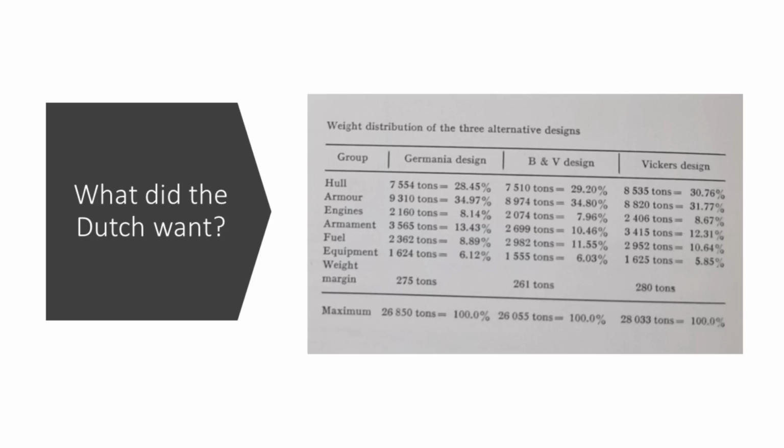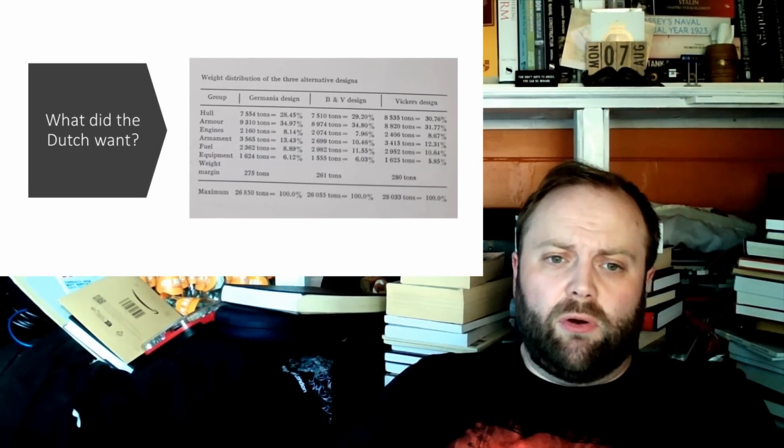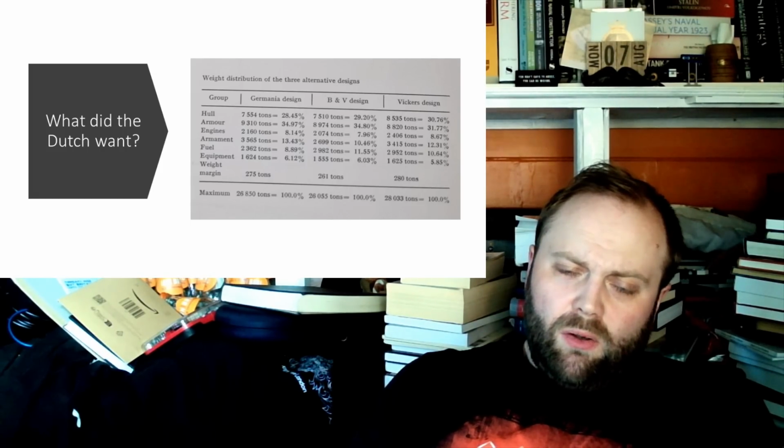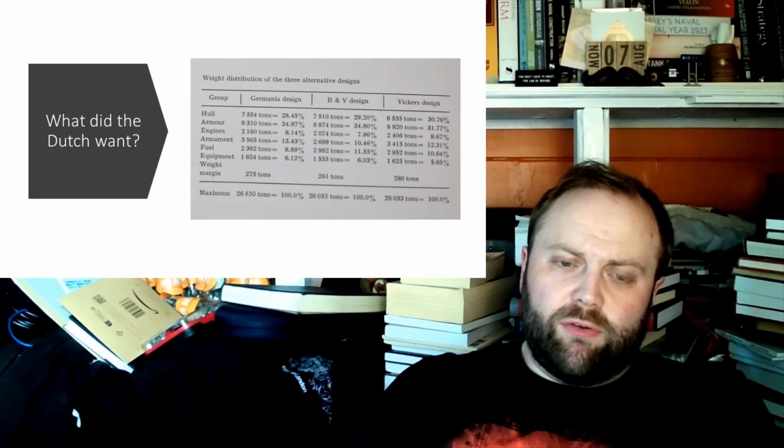Now, if you'll notice, the Vickers vessel is the heaviest. The Germania design has the most armour. But the Vickers design has the most weight of the hull. The most weight of the engines. There are differences going on. And I'll show you all the plans for these. All these ships come through armed with 14-inch guns.